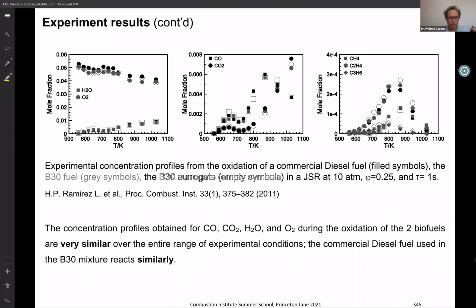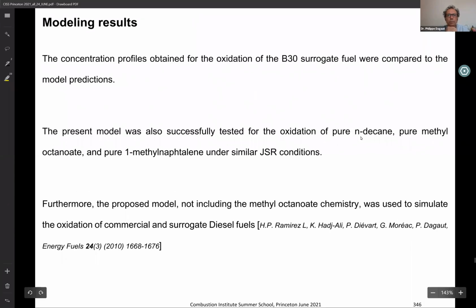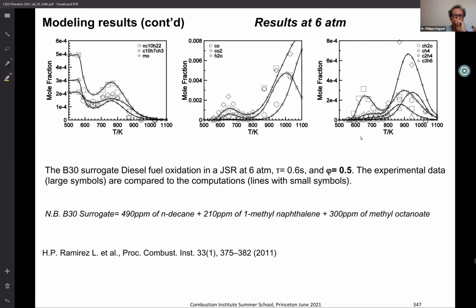Oxygen and water are shown on the first graph. CO and CO2, also methane, ethylene, and propylene. So now we compare the data with the model predictions, and this is what we get.